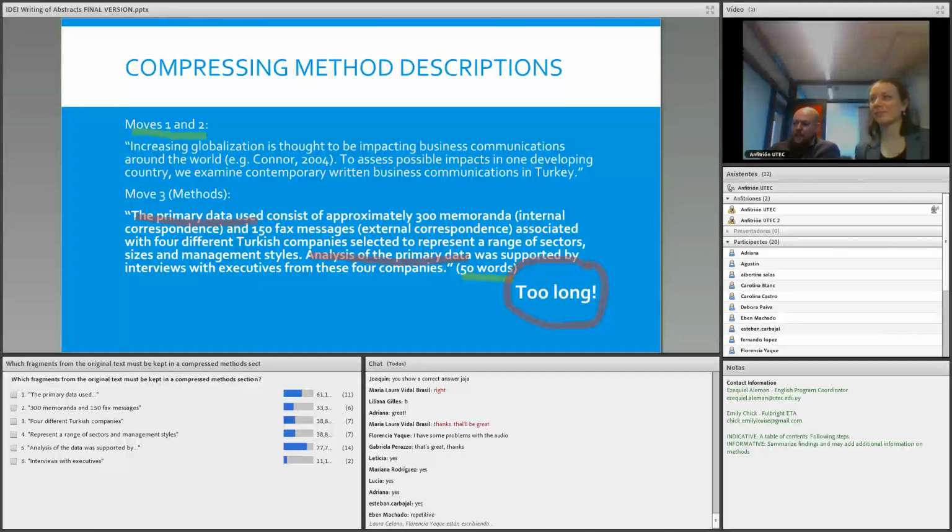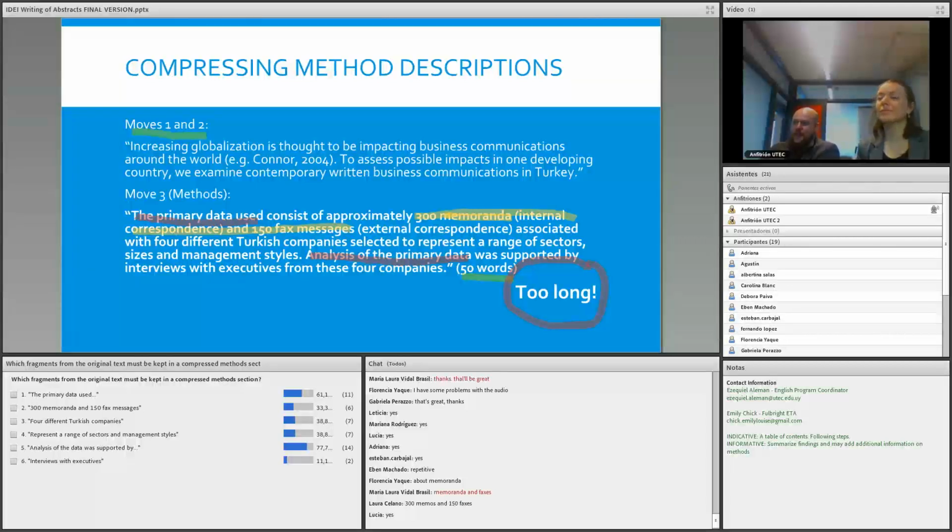And when it says primary data, what is it talking about? Memoranda is primary data. Exactly, the 300 memoranda and the fax messages. This could be kept. We can eliminate the internal correspondence, external correspondence clarification. And there's another type of data they used that most people did not include in the survey. I was surprised about that. There's one more thing that could be included.